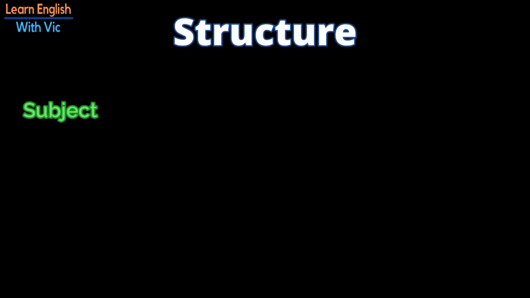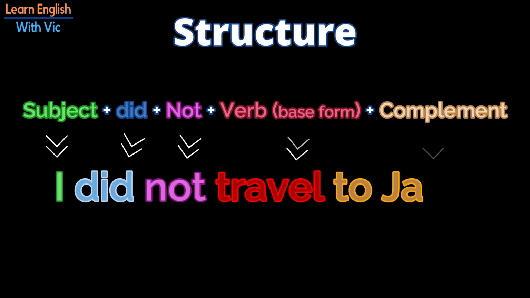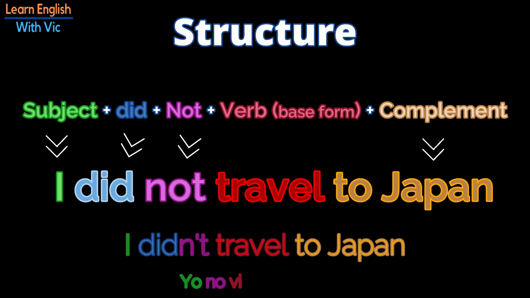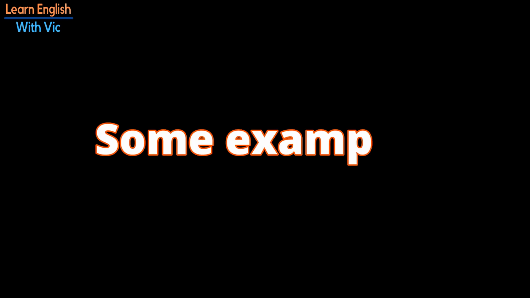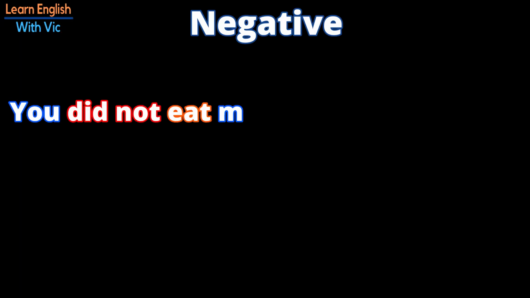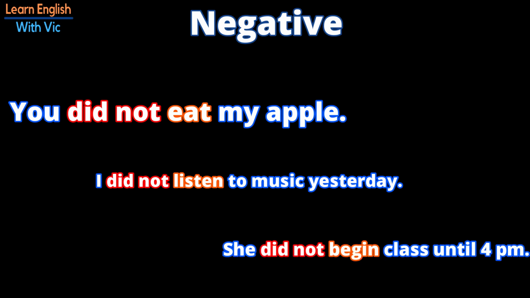The structure for the negative sentence is subject plus did plus not plus the verb but in the base form plus a complement. For example, I did not travel to Japan. I can also say I didn't travel to Japan. Yo no viajé a Japón. Some examples. You did not eat my apple. I did not listen to music yesterday. She did not begin class until 4 p.m.